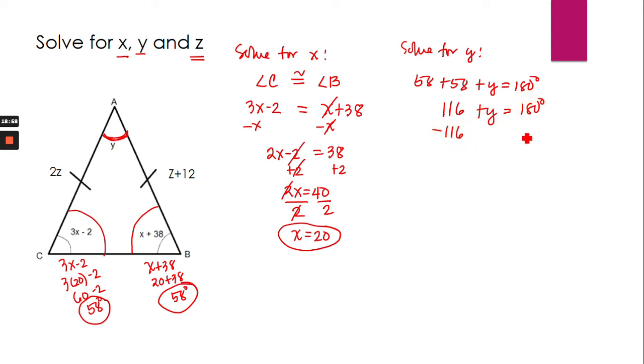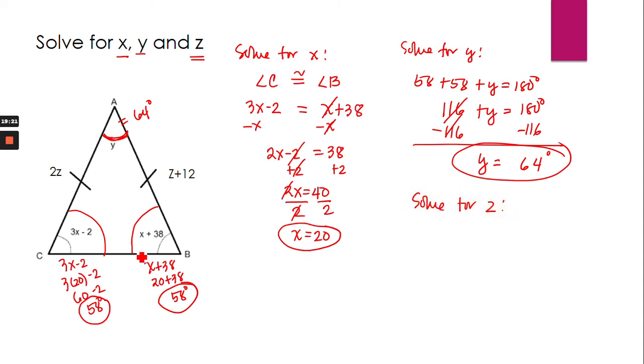Subtract 116 from both sides. Okay, so y is equal to 64. So this is equal to 64 degrees. Alright, now let us solve for z.